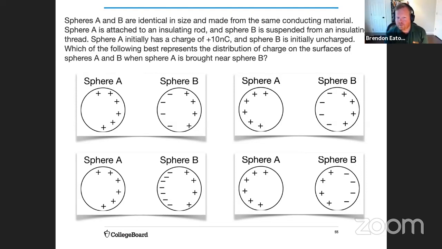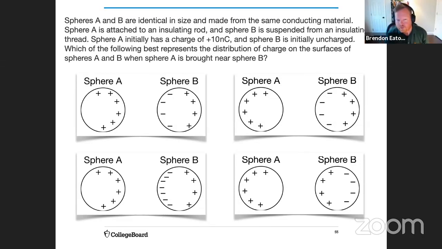So let's take a look a little bit further at sphere A and sphere B. Look at your bottom right-hand choice. What's wrong with that one? Sphere A has a net positive charge, so you know that electrons should be attracted to the left-hand side of sphere B. So that narrows my choices down to the top two choices.